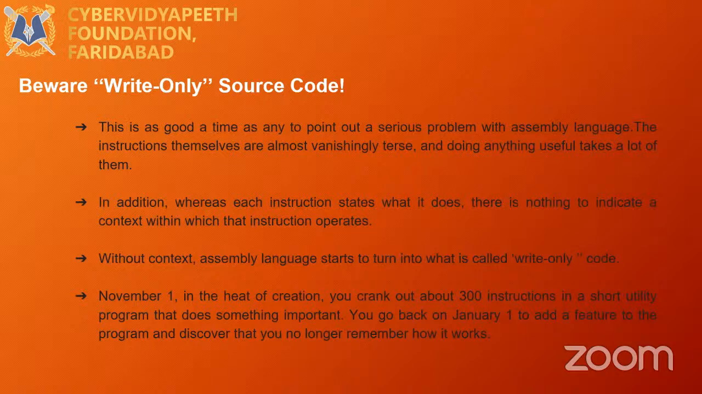So here's the write-only source code. This is a good time to point out a serious problem with assembly language. The instructions themselves are almost vanishingly terse, and doing anything useful takes a lot of them. In addition, each instruction states what it does. There's nothing to indicate the context within which the instruction operates. Without context, assembly language starts to turn into what we call write-only code.